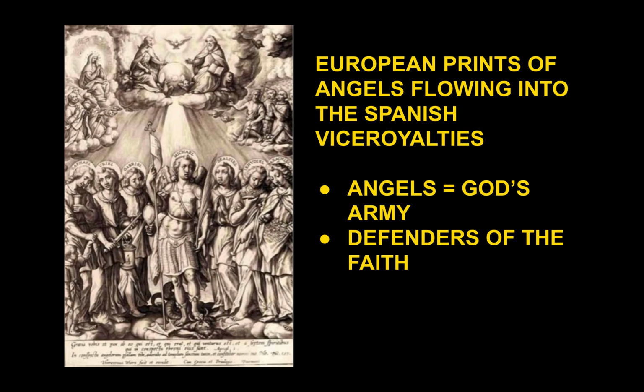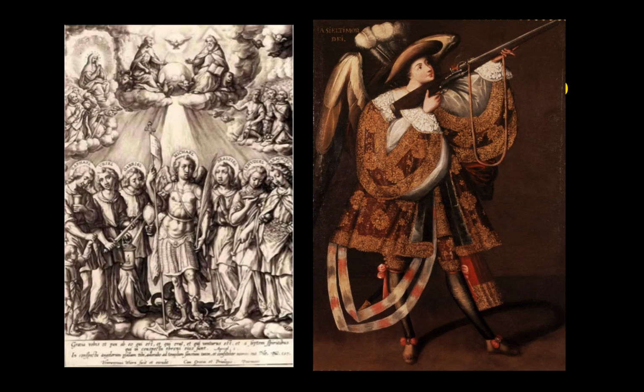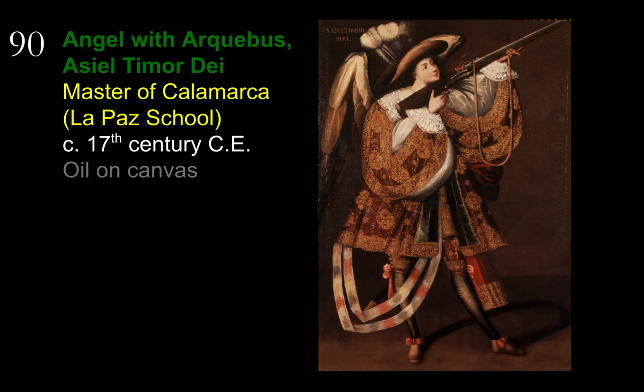So into New Spain and the Viceroyalty of Peru at this time, there were lots of European prints flowing in. So this is where artists are going to get a lot of their inspiration. And there were many, many prints of angels, of archangels, flowing into New Spain and into Peru. It's important to know that angels are seen as God's army. Angels are seen as defenders of the faith. And images like this are going to bring that to fruition more realistically than any other paintings of angels ever before. These angels really are defenders of the faith.